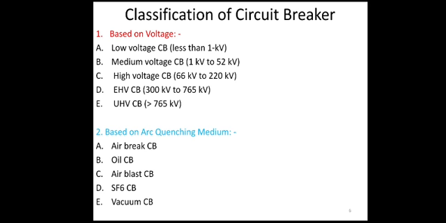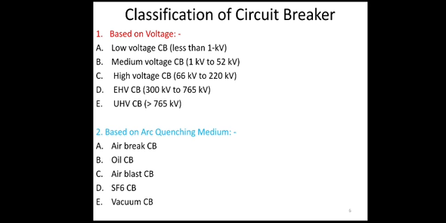There are basically five types of circuit breaker classified according to the arc quenching medium. The first one is air break circuit breaker, which employs air as an arc quenching medium. The second one is oil circuit breaker, which employs oil for the quenching of arc whenever the contacts separate. The next one is air blast circuit breaker, which employs a blast of air for the quenching of arc in a circuit breaker upon the occurrence of fault.